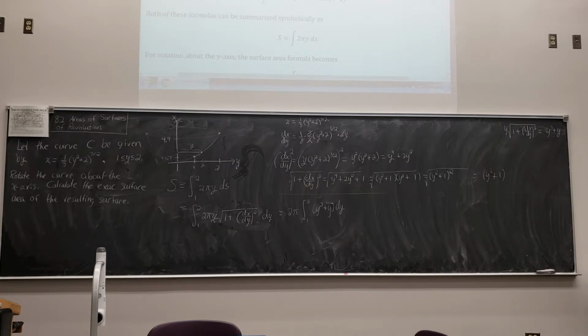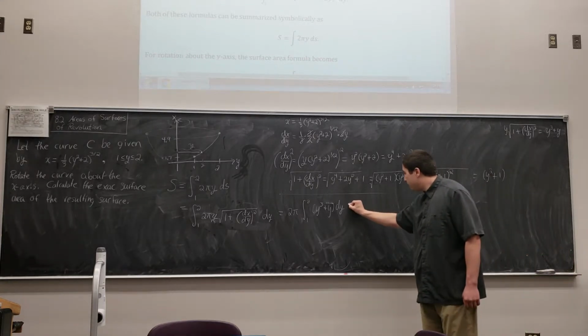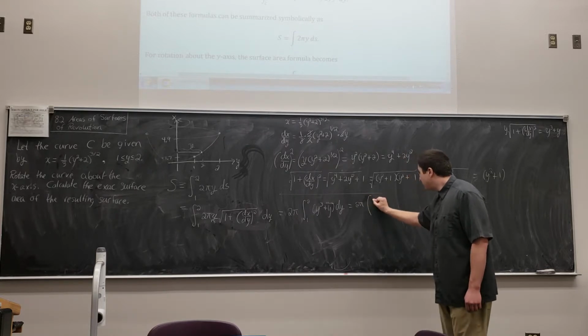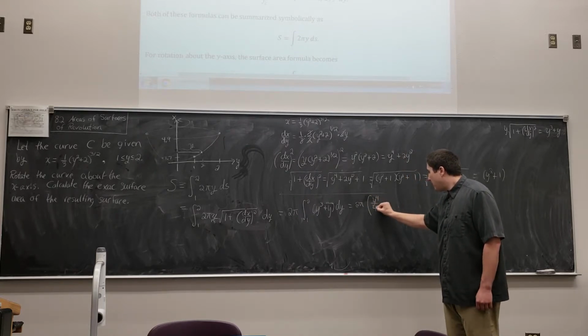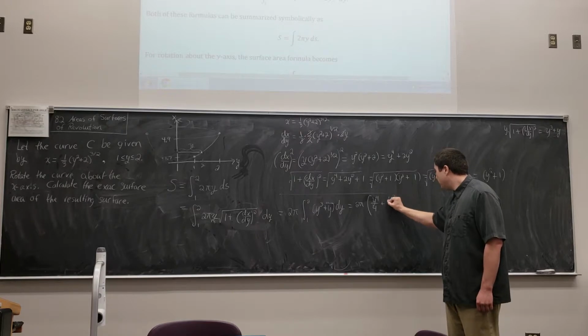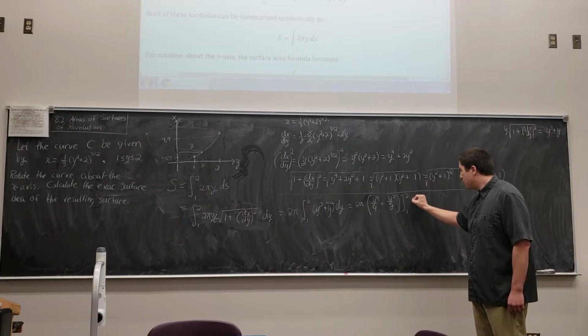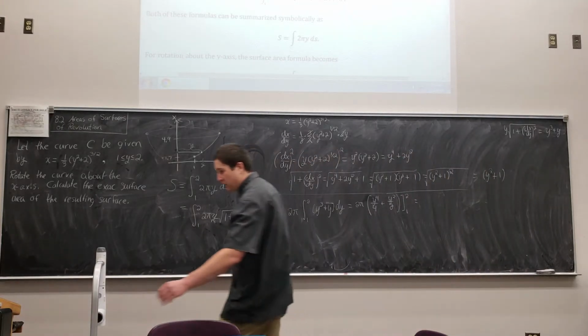Okay, so let's get our two antiderivatives. We'll have 2 pi, we'll multiply y to the power of 4 divided by 4, plus y to the power of 2, divided by 2. Then evaluate from 1 to 2, which could be a good amount of work.